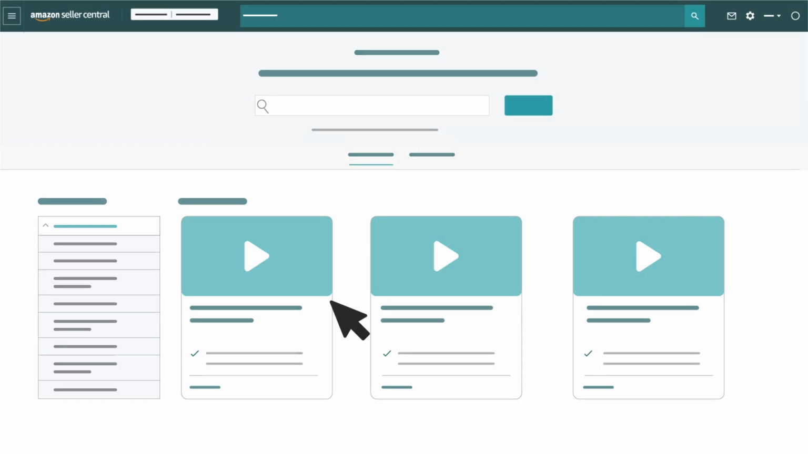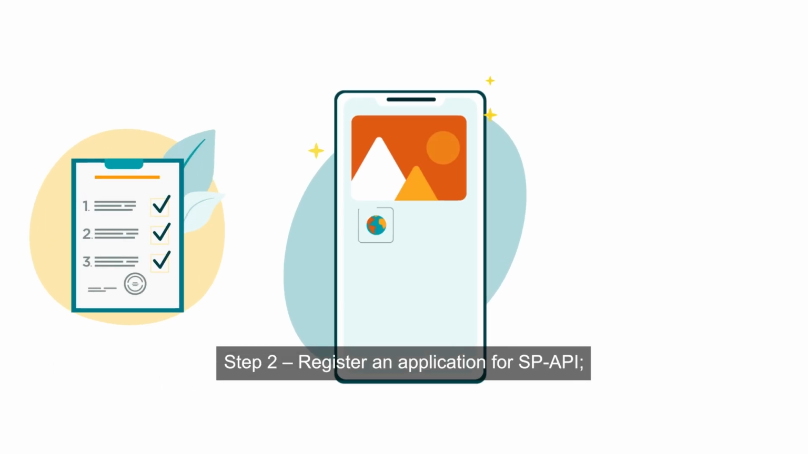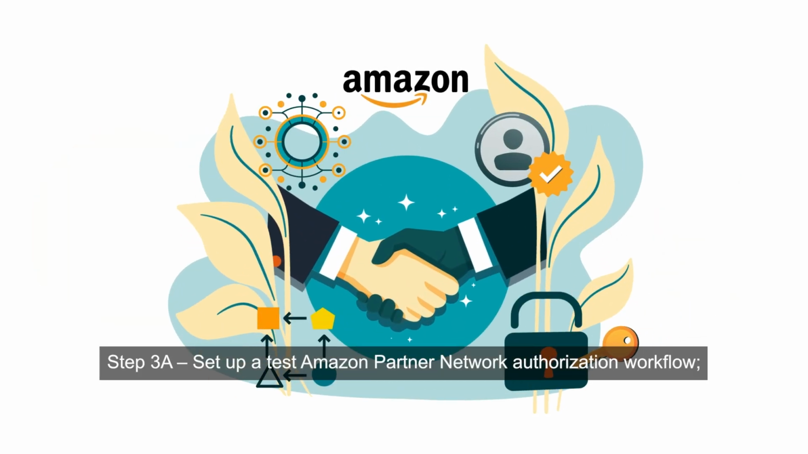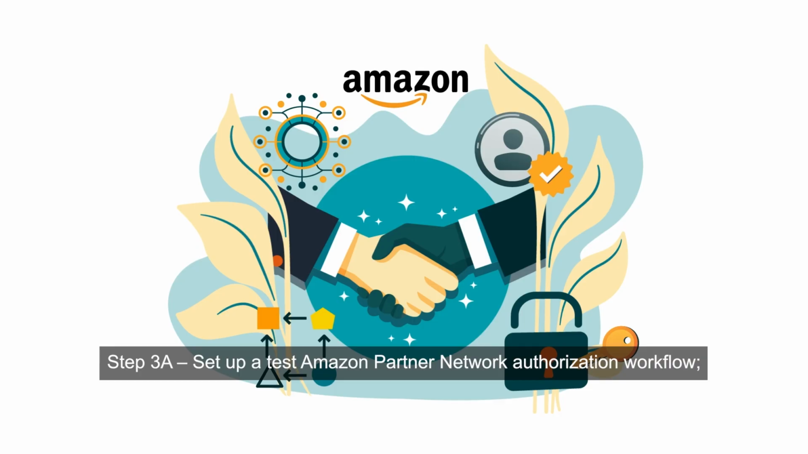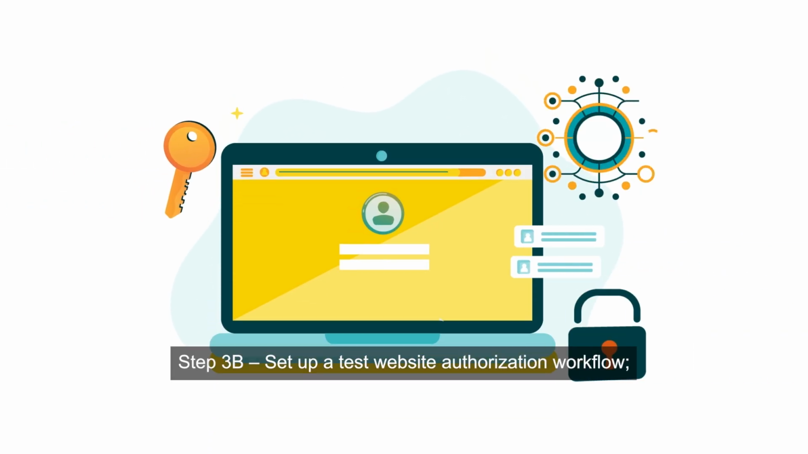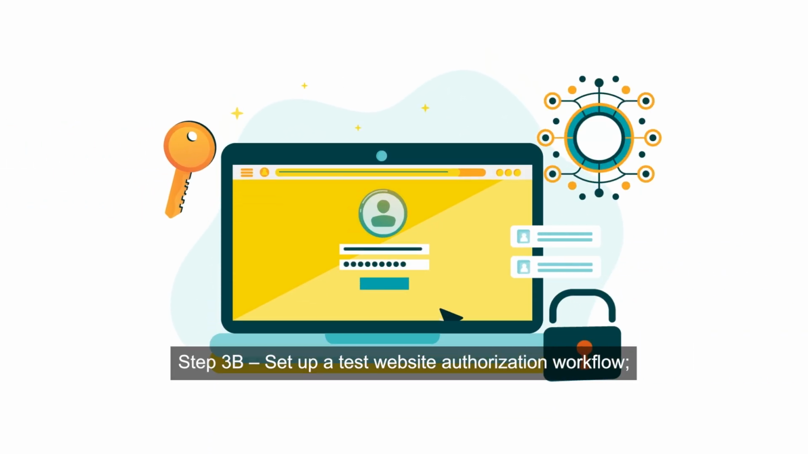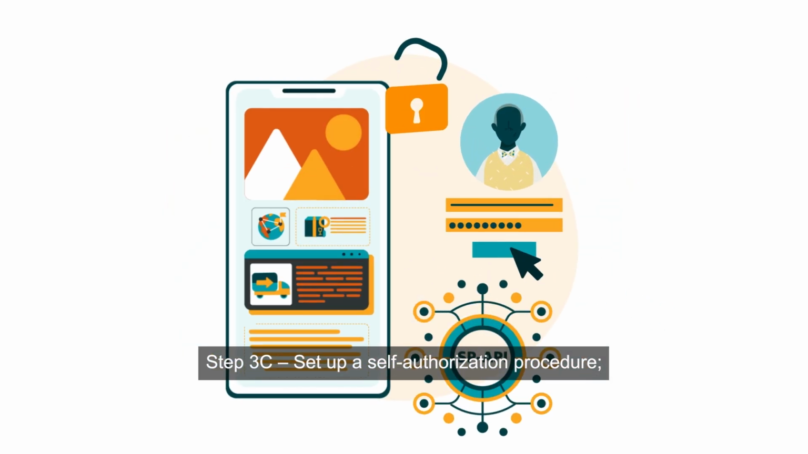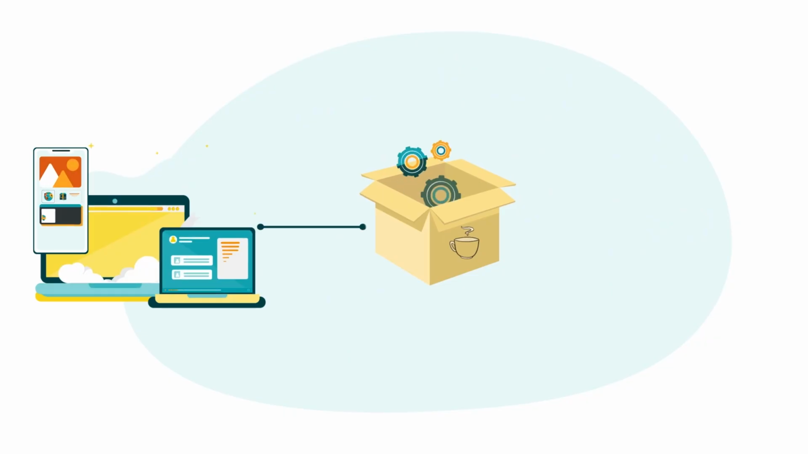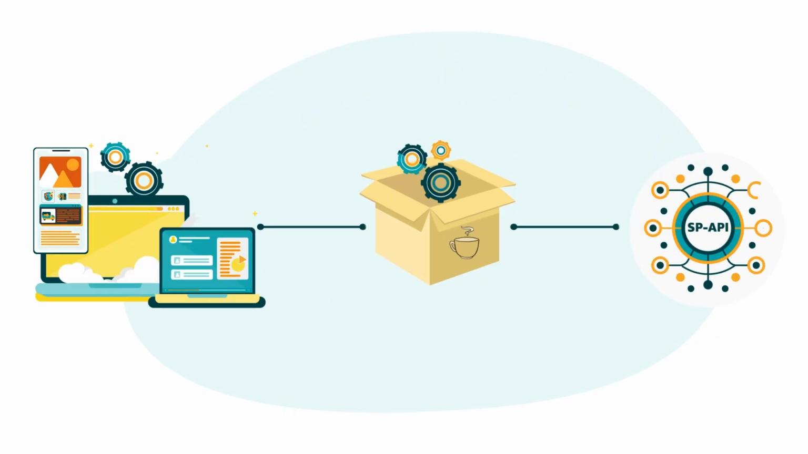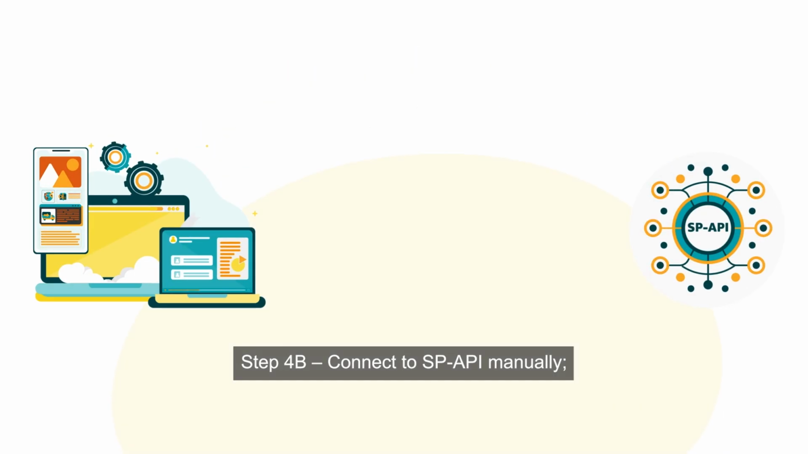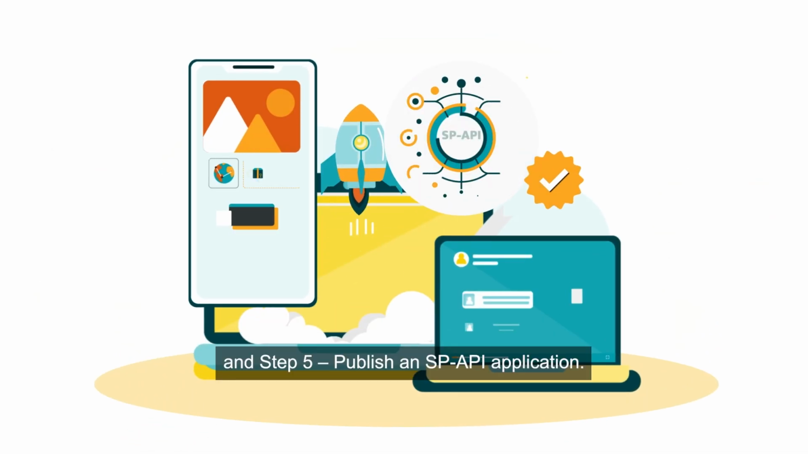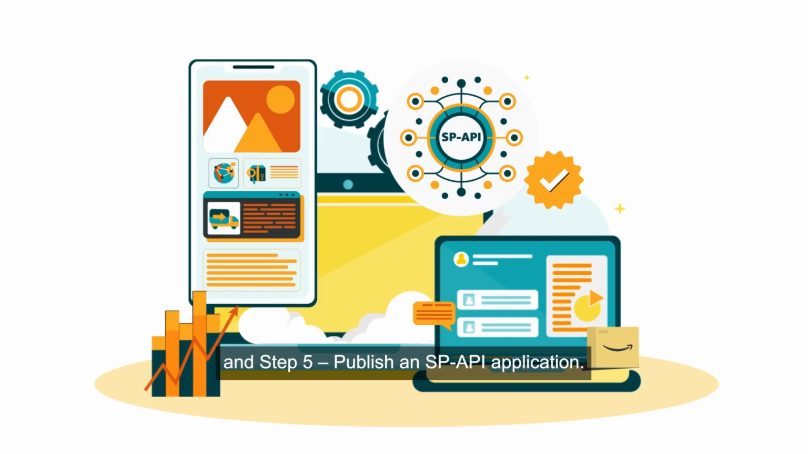Search for the following. Step 2. Register an application for SP API. Step 3A. Set up a test Amazon Partner Network authorization workflow. Step 3B. Set up a test website authorization workflow. Step 3C. Set up a self-authorization procedure. Step 4A. Connect to SP API using a generated Java SDK. Step 4B. Connect to SP API manually. And Step 5. Publish an SP API application.